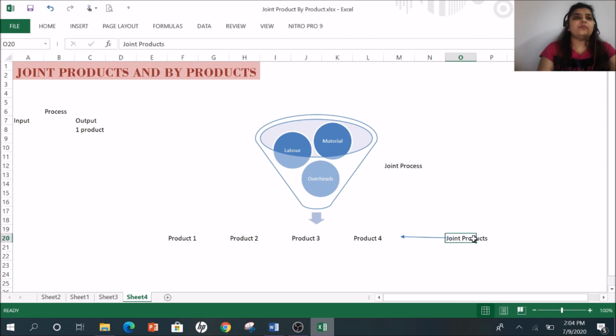So now what is joint products? Joint products are two or more products being the outcome of a single process. उसको हम कहते हैं joint products.